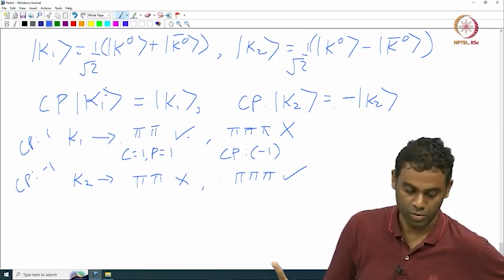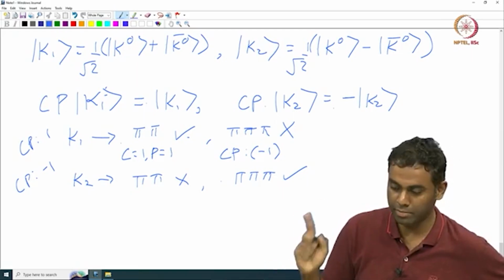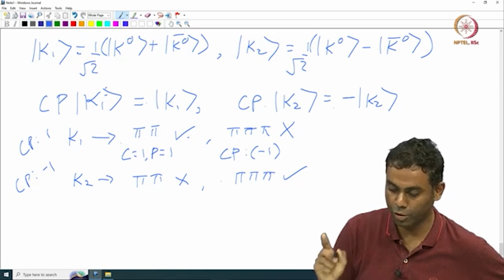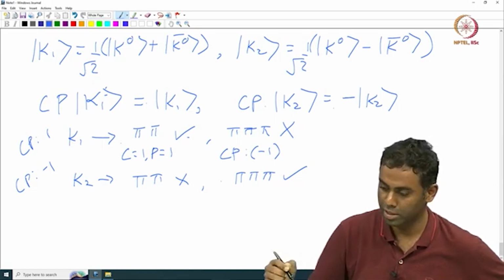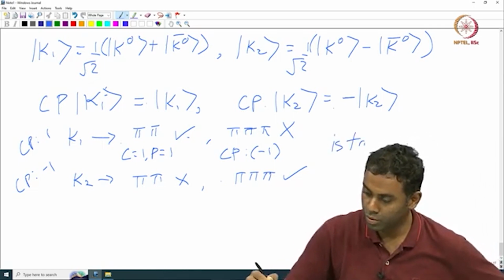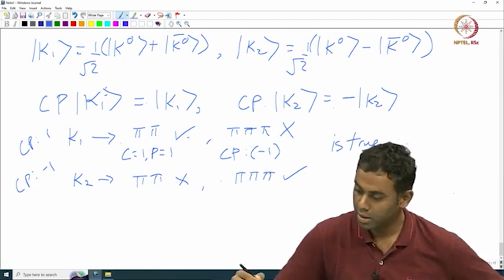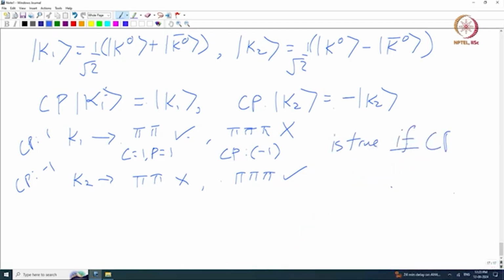Good. Now, this statement that K1 will only go to 2 pions and K2 will only go to 3 pions is true if CP is conserved, right? Of course, in weak interactions because these are weak processes, right? So that's the test that you can devise now to check whether CP is conserved or not.